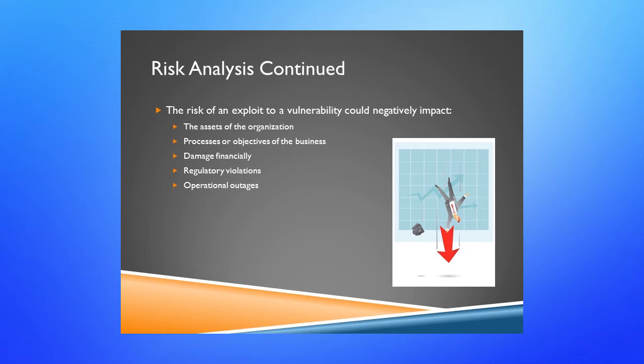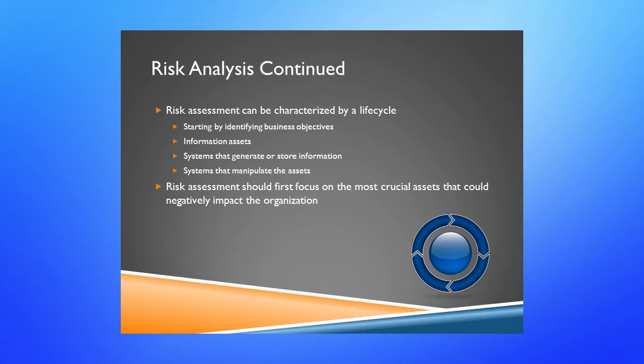All right, so again, they're just examples of how the exploit of a vulnerability can be a negative impact in the corporation. Now, risk assessment can be characterized as a life cycle. The life cycle is we first start by identifying what does this business do? What are the objectives of the business? And then as it regards to information, what are the information assets that are the most important for this business? And that is going to be our primary goal of protecting the most important part of the information.